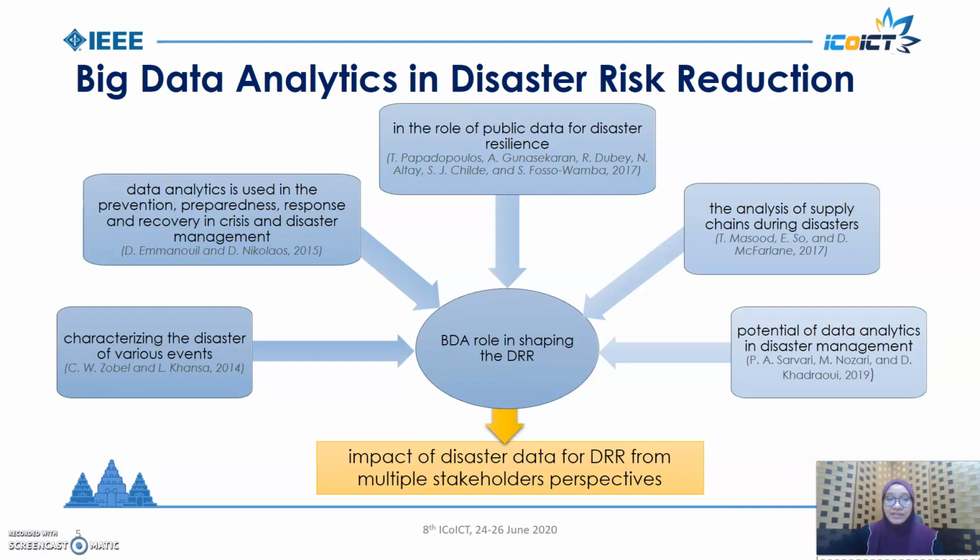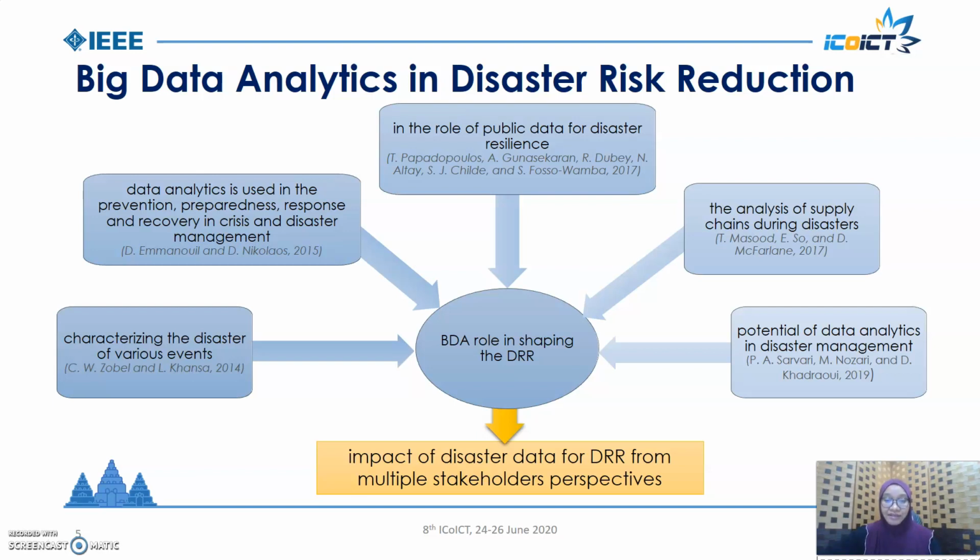So, what about disasters and big data analytics? Since 2014, Zobel and Hansa attempted to characterize disasters of various events, followed by a study by Emmanuel and Nicholas in 2015, who proposed that data analytics can be used in disaster management. In 2017, Papadopoulos et al. also suggested that public data can be used for disaster resilience. Also in 2017, Masood, Su, and Khalid suggested that analysis of the supply chain is beneficial in disaster management.